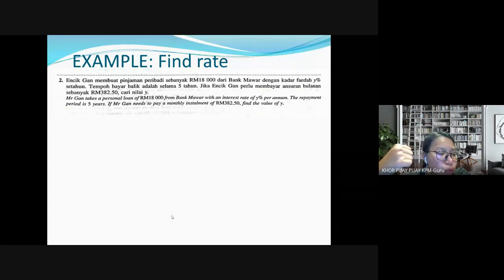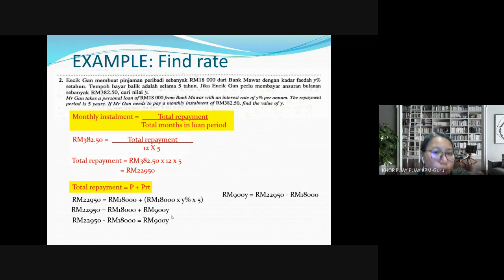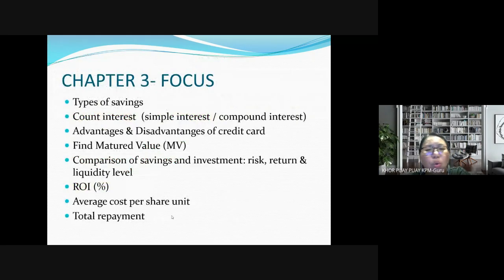They might ask you rate, they might ask you principal, they might ask you years, how many years you're paying back, or they might ask you monthly installment. So this kind of questions might come out in your loan. All right, so I'm going to go next already. Okay, so what we have discussed is all here.